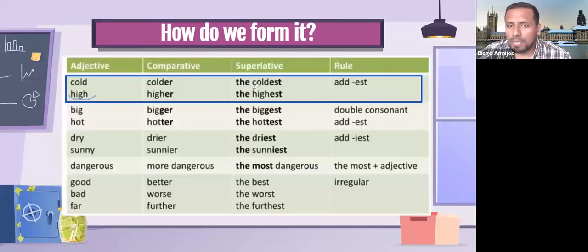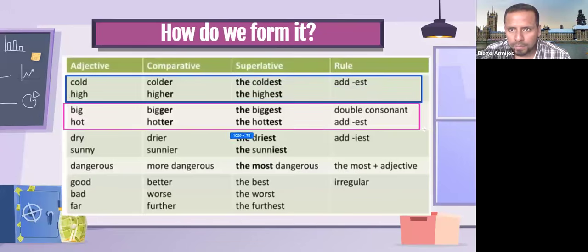What is the superlative? The highest. We only add -est because it's only one syllable, okay? Only one syllable, so we're going to add -est in this case. Another one, please. Here we have this pattern.